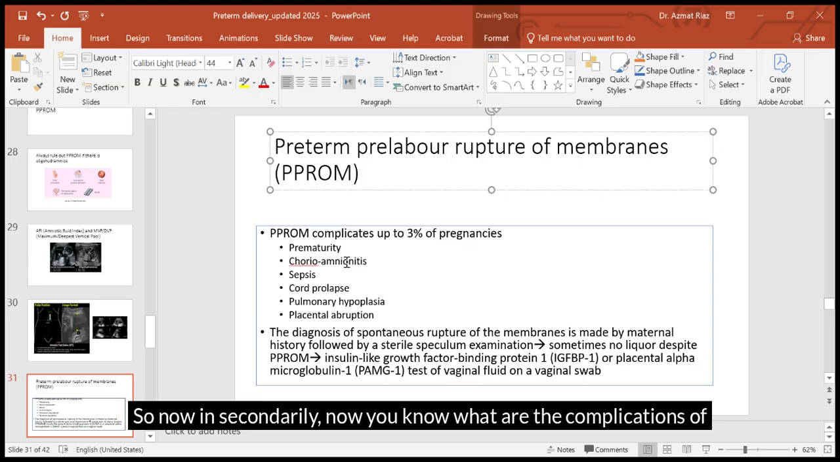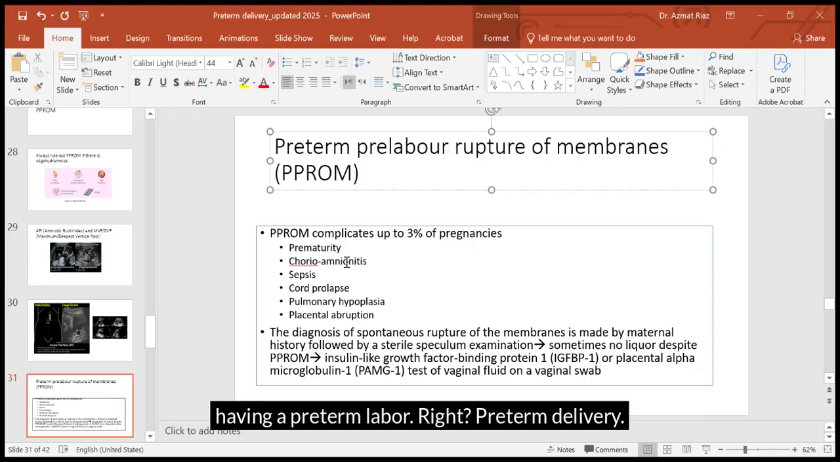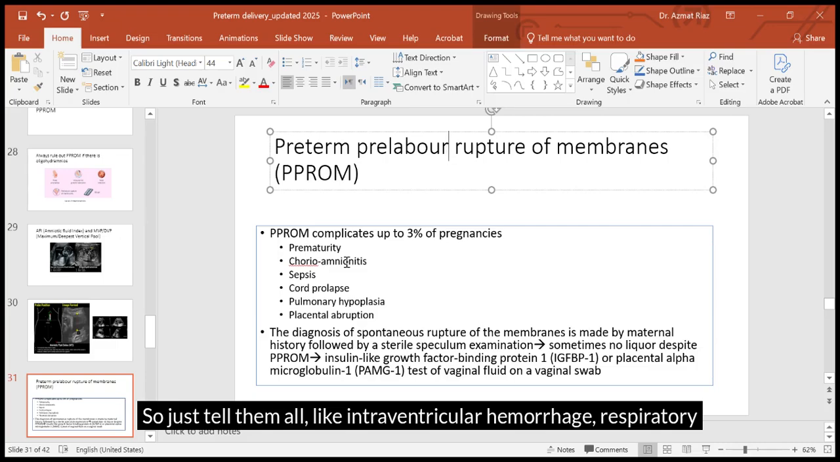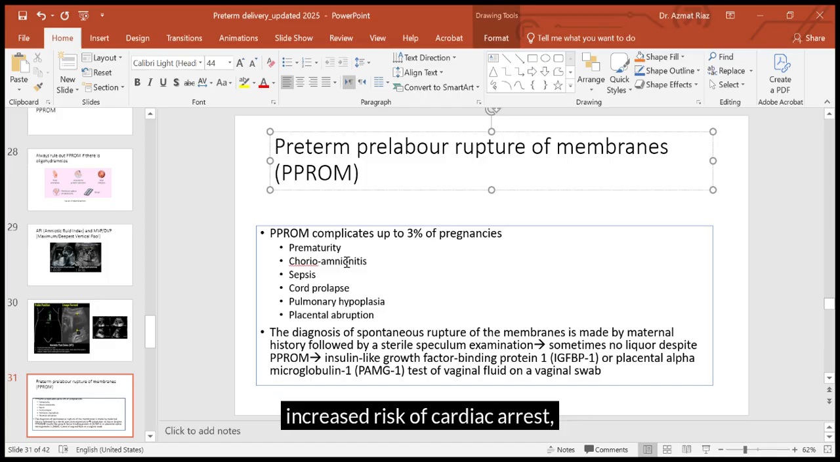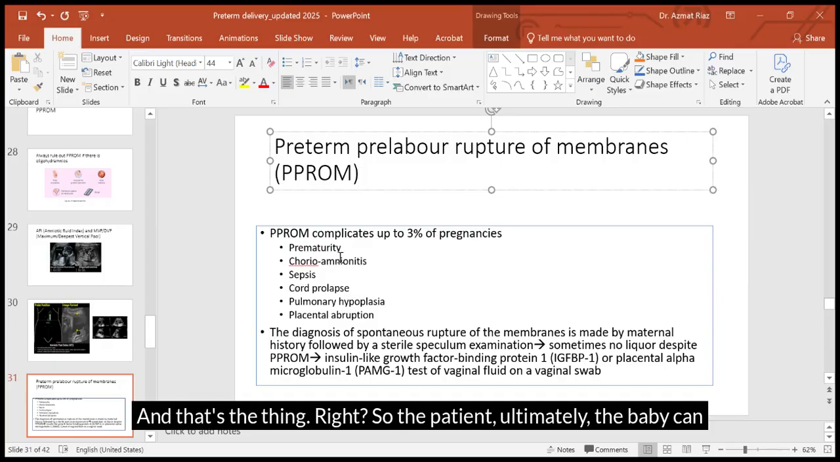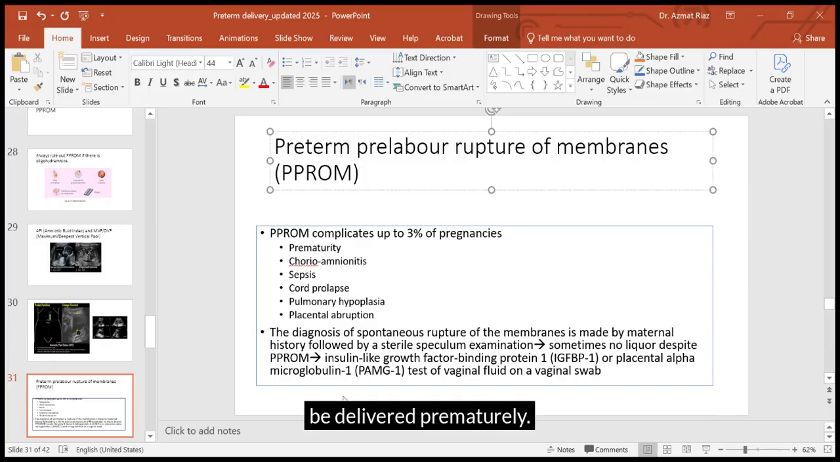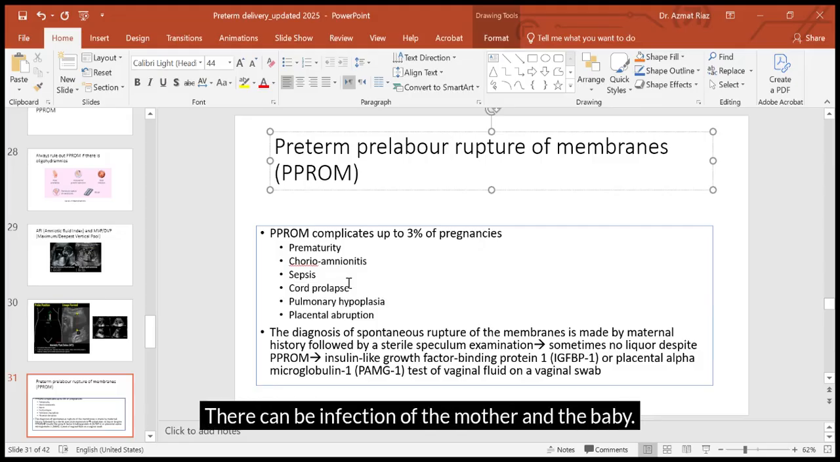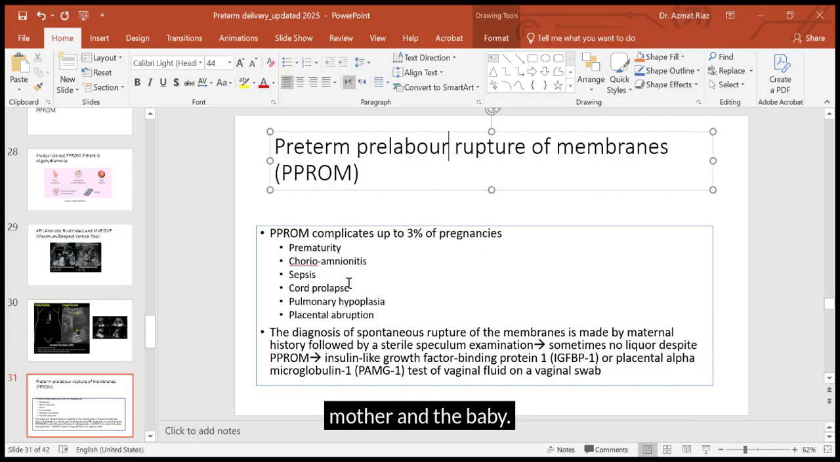So now secondarily, you know what the complications of having a preterm labor are, right? Preterm delivery. So just tell them all: intraventricular hemorrhage, respiratory distress syndrome, increased perinatal mortality, increased risk of neonatal death, increased risk of necrotizing enterocolitis, increased risk of kernicterus, increased risk of sepsis, and everything. And that's the thing, right? So ultimately the baby can be delivered prematurely. There can be infection of the mother and the baby. There are increased chances of having sepsis both for the mother and the baby.